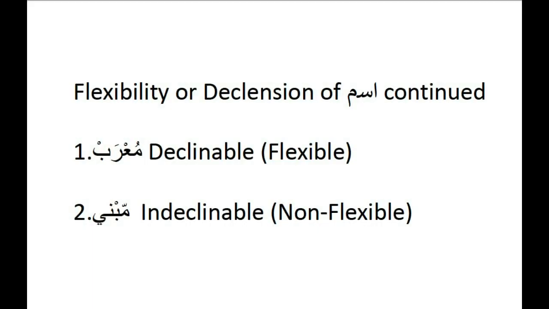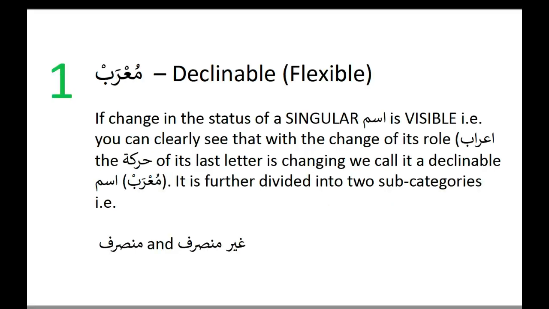Declension of ism is of two types. Number one, mu'rab or declinable. Number two, mabni or indeclinable. Let's look at number one, mu'rab or declinable. If the change in the status of a singular ism is visible, that is, you can clearly see that with the change of its role i'rab, the haraka of its last letter is changing, we call it a declinable ism or mu'rab. Mu'rab is further divided into two subcategories. One is called munsarif and the other one is ghayru munsarif.